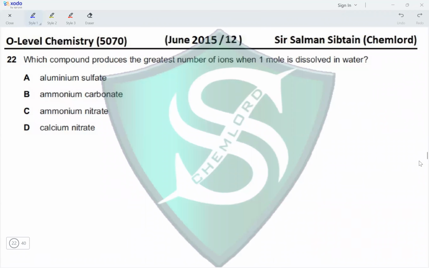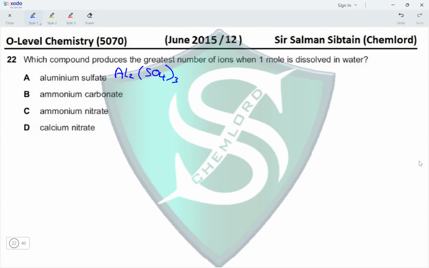Question 22. Which compound produces the greatest number of ions when 1 mole is dissolved in water? So, aluminum sulfate. The formula for aluminum sulfate is Al2(SO4)3, because aluminum has a charge of +3 and sulfate has a charge of -2. So, in order to balance out the total charges, 2 moles of aluminum ions and 3 moles of sulfate ions would make an ionic salt.